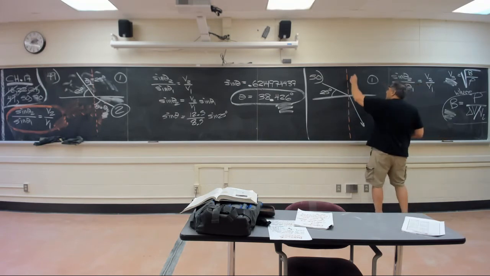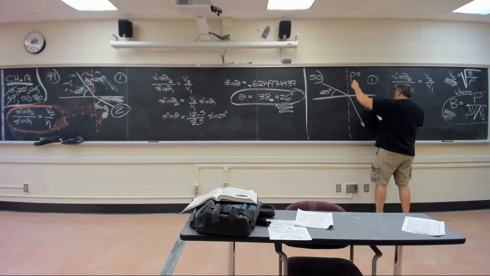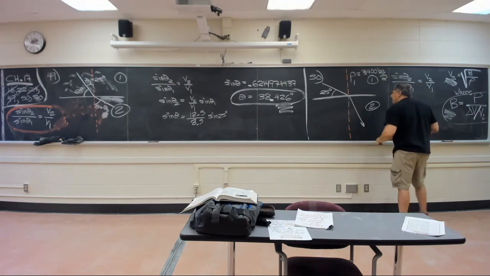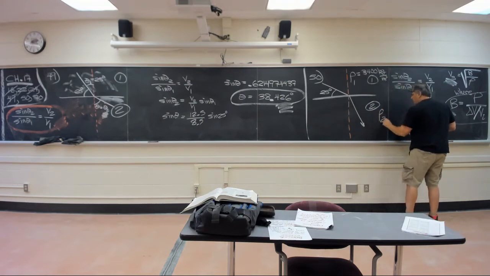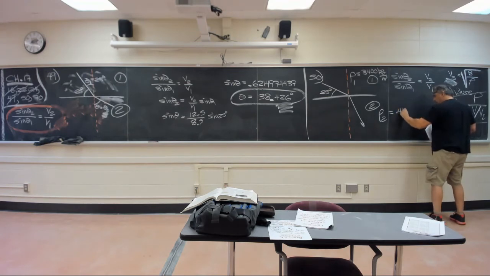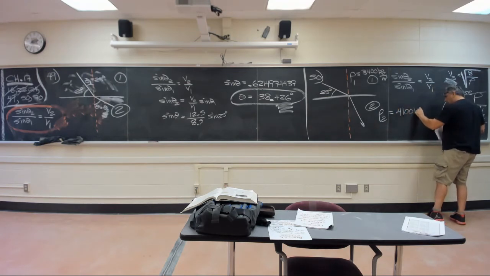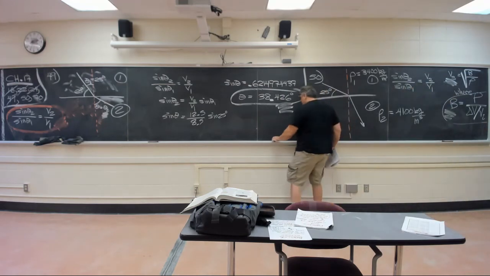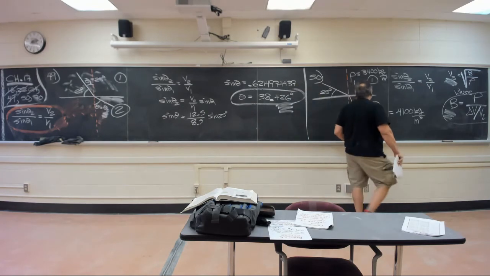They tell us that rho 1 is 3,400 kilograms per cubic meter. Rho 2 is 4,100 kilograms per cubic meter. So what's going on here? Well, again, I'm going with what they told us.